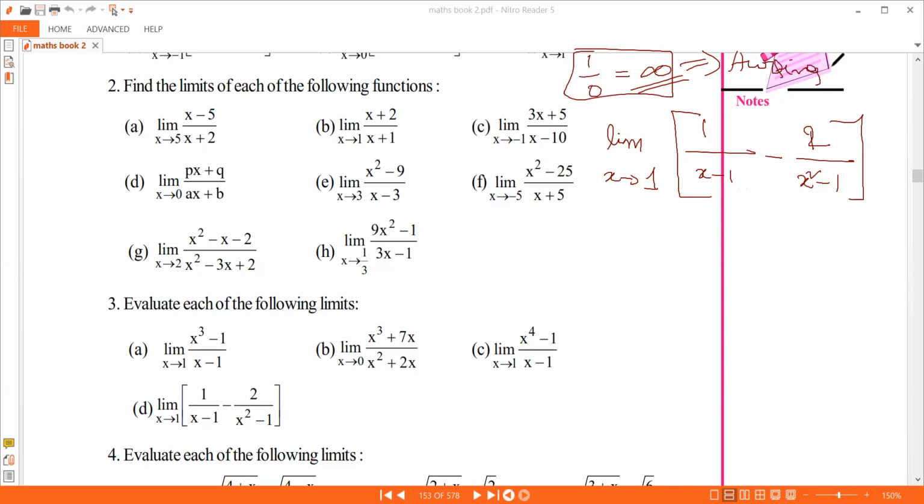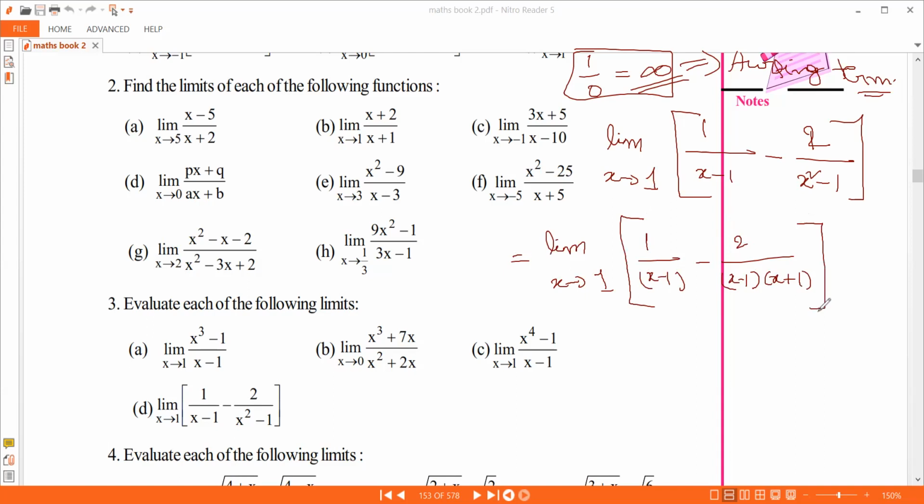There is a hurting term here, so in this scenario you have to find the limit. Here you have to do some magic, some manipulation. So what is that? Limit as x tends to 1 of 1 by x minus 1 minus 2 by x square minus 1, where x square minus 1 can be written as x minus 1 into x plus 1. This can be solved by many methods, but I am telling you the best one.